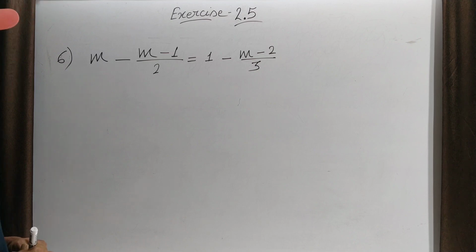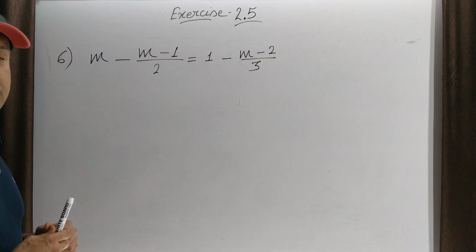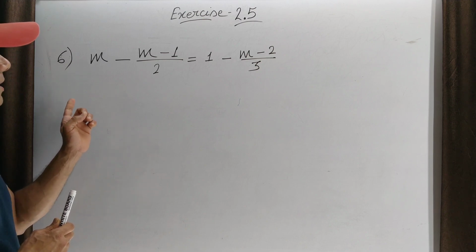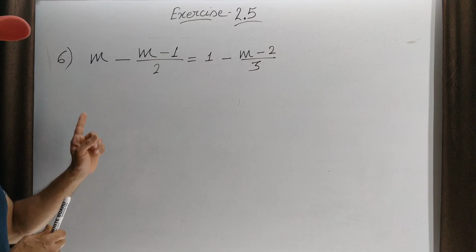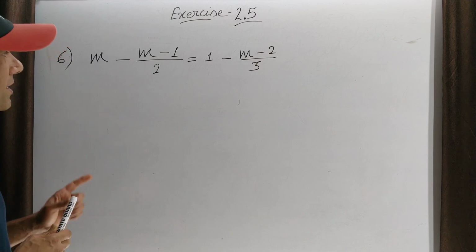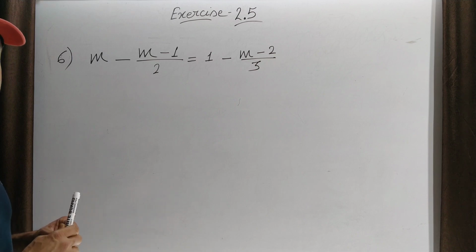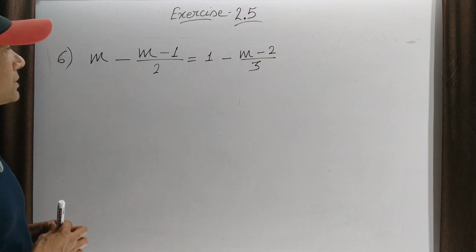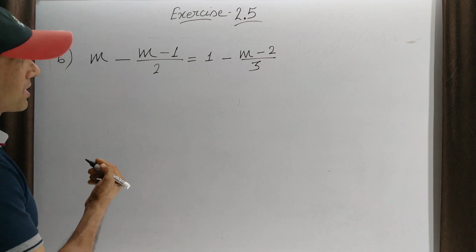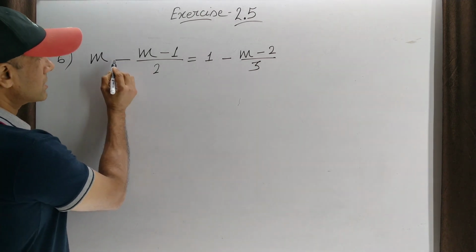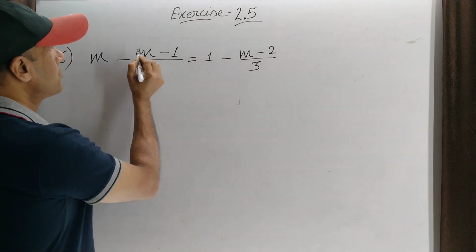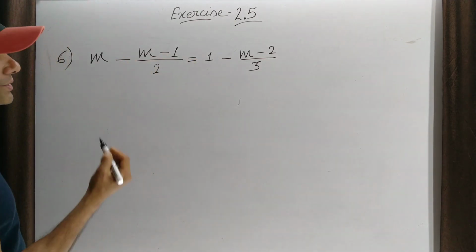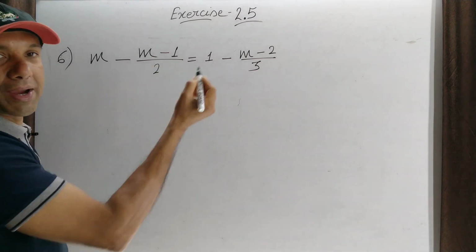Okay, now I'm going to solve question number 6. Previously, I solved it in a manner where I got the answer as 1, that is, the value of m as 1. But in the textbook, the answer given is 7 by 5. So why did that happen? Okay, so let's start. This time, I'm going to consider this negative sign being assigned to both of these, so I will introduce a bracket.